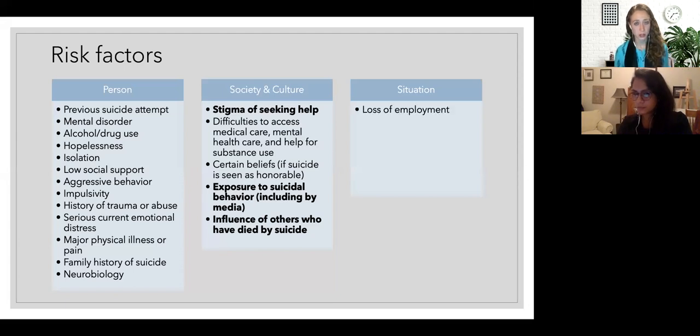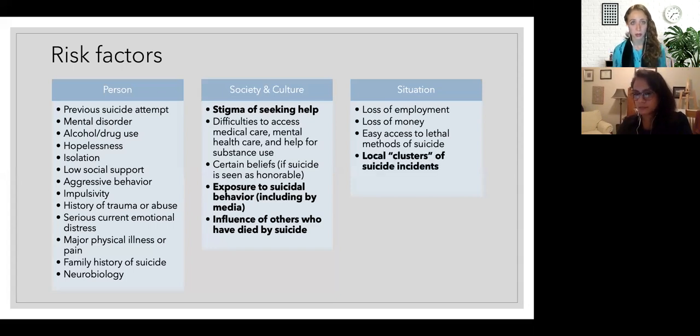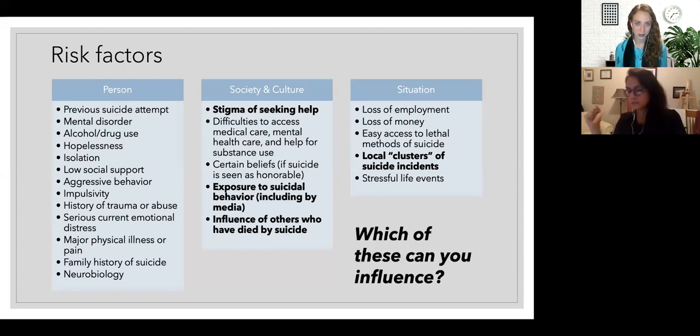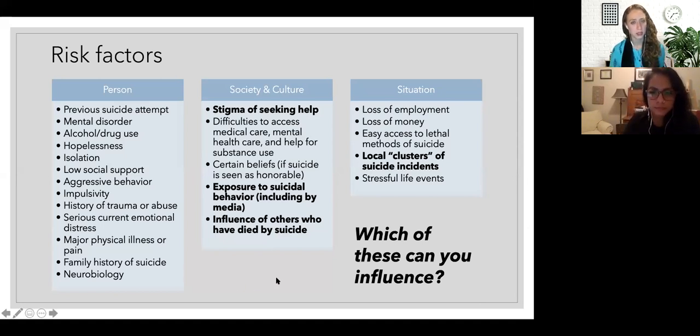And finally, there's some things to do with the situation. These would be loss of employment, loss of money can be one, having easy access to lethal methods or methods that are likely to actually kill someone, having local clusters of suicide incidents. We'll talk about that in a couple slides as well, and also just experiencing stressful life events. So take a moment, reflect, which of these can you, in your role, specifically as media and journalists or as mental health professionals, which of those are within your power to influence? We highlighted a couple here that we thought were especially important. Take a minute to reflect on that.